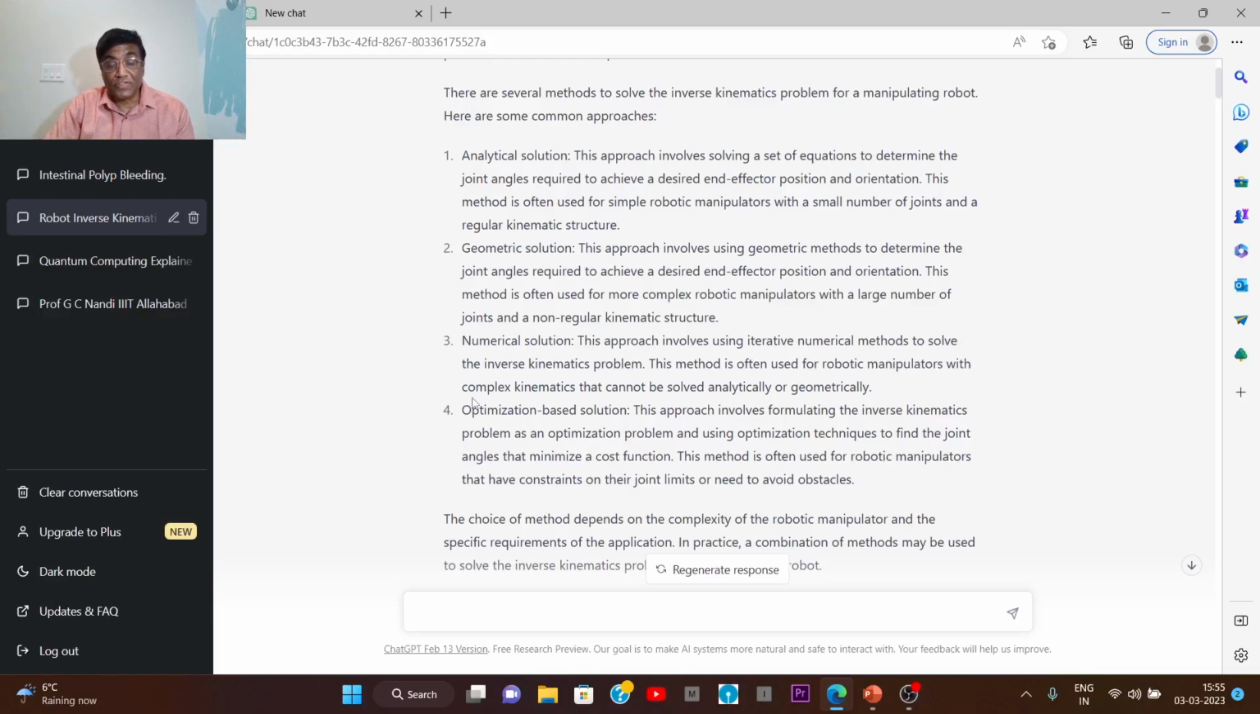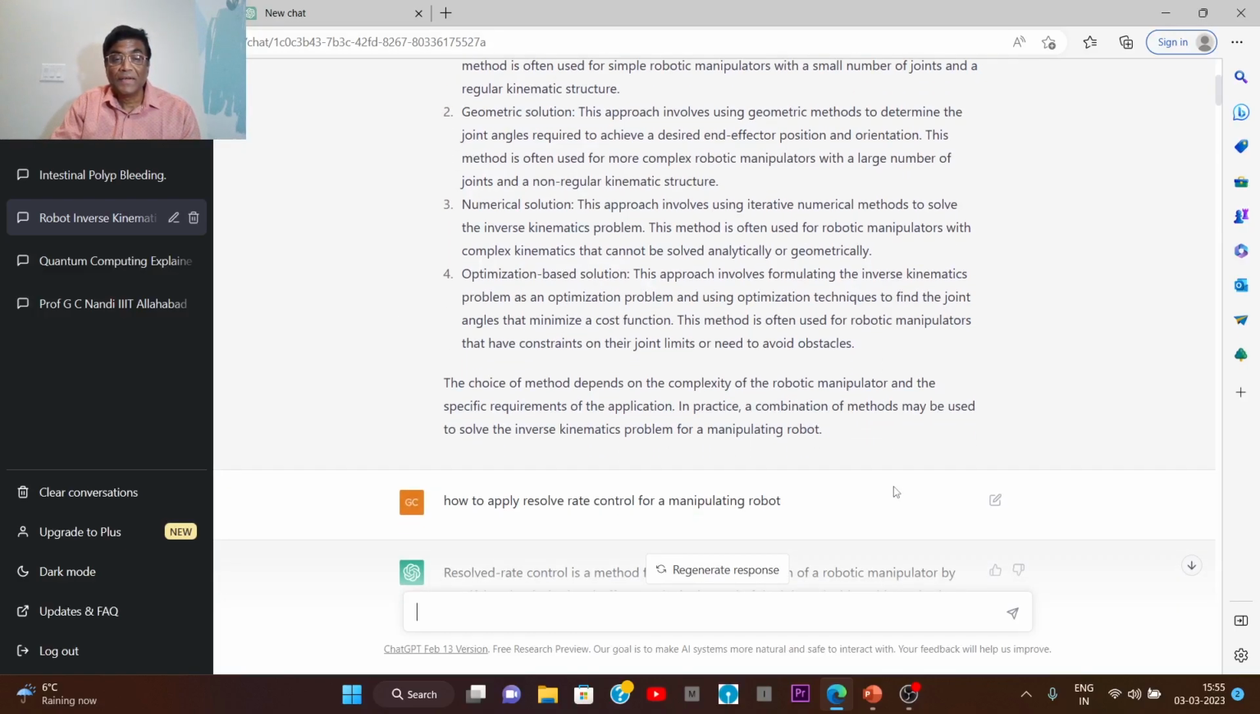Then optimization based solution. This approach involves formulating the inverse kinematics problem as an optimization problem and using optimization techniques to find the joint angles that minimize a cost function. This method is often used for robot manipulators that have constraints on their joint angles or need obstacle avoidance. Say my hand needs to move here, okay, but all of a sudden there is some obstacle here. So my hand needs to figure out a different solution. So that it also writes, right? So beautifully it wrote.